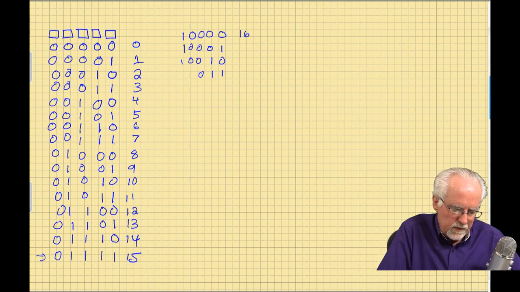Bring down the 1. I'm going to go faster here. Hopefully you're seeing the pattern, okay? 1 plus 1 is 0, carry the 1. There's a 1 there, so 1 plus 1 is 0, carry the 1. And now I have 01. And let's go on and say this is 17, 18, 19, and 20.